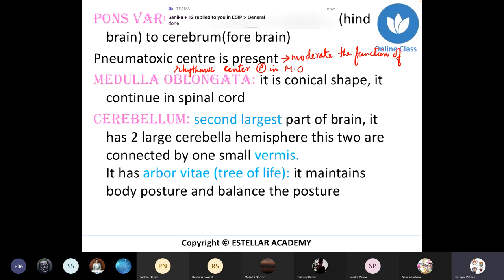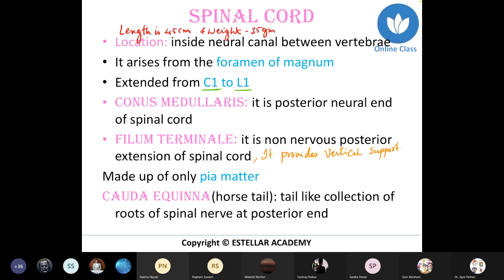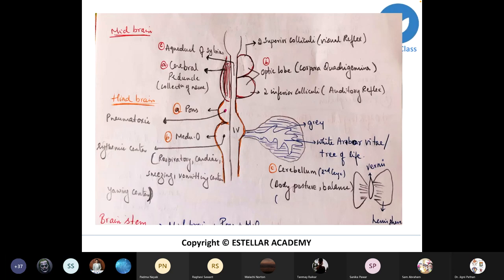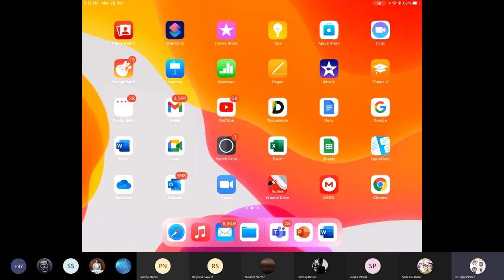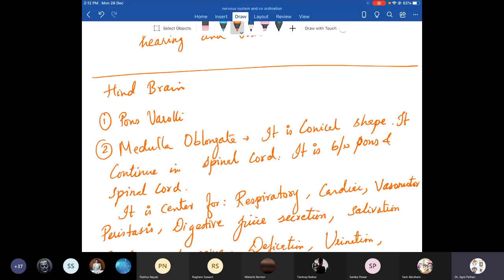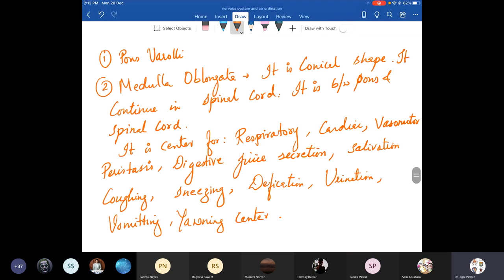Done? Okay, next. You can write down, it's a conical shape. Where is this medulla oblongata present? It is present between the pons and spinal cord. It is a center for respiratory, cardiac, vasomotor, peristalsis, digestive juice secretion, salivation, coughing, sneezing, defecation, urination, vomiting, yawning. This is the center for all these functions.